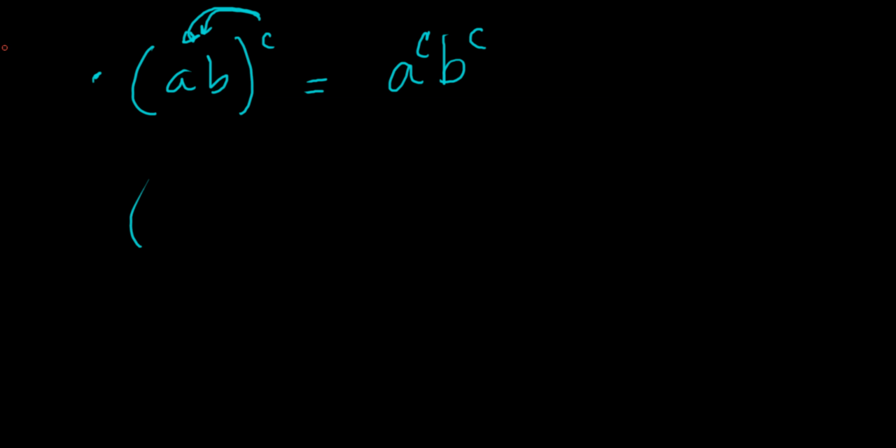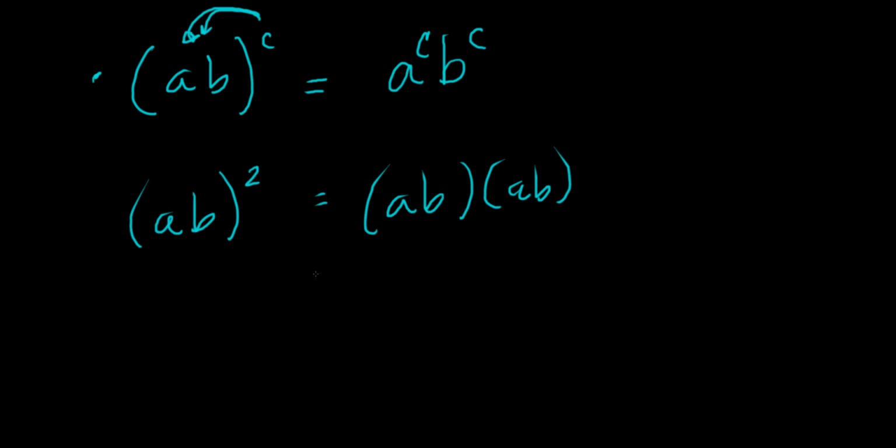Well, what if you had a times b raised to the 2nd power? Well, this says whatever's in the parentheses, multiply that by itself twice. So note here, we have ab, which means a times b, times ab. Well, we can drop the parentheses and just write this as a times b times a times b. And then this might not be totally apparent as to why that is related to that up there.